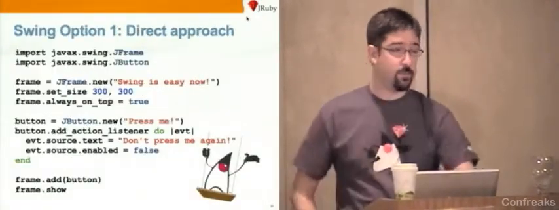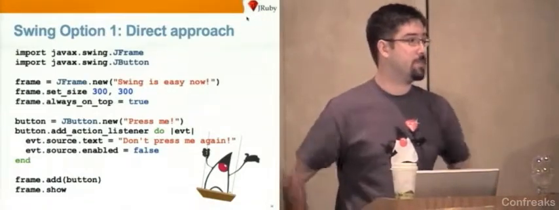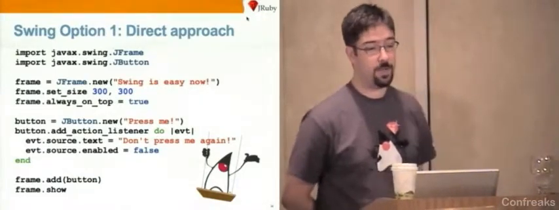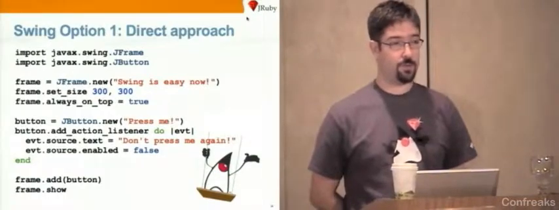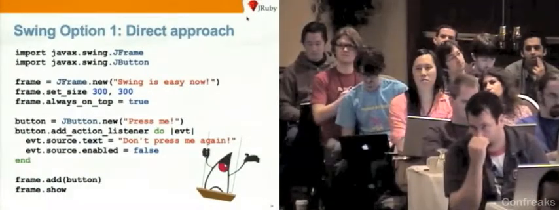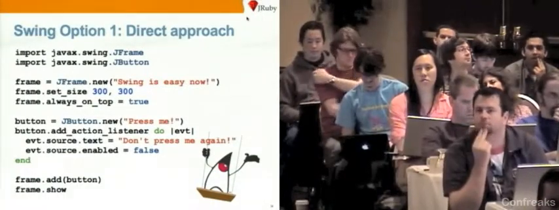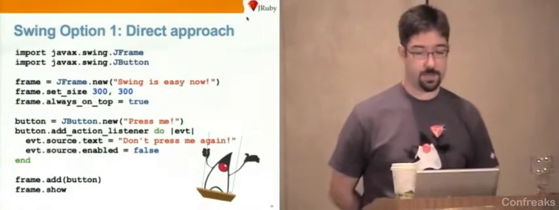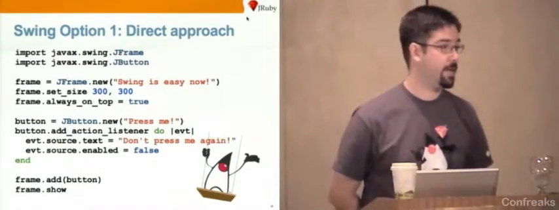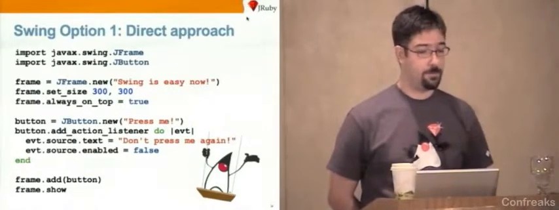And there's a couple different ways that you might do this, just to give you some examples of how you might wire in Swing, for example. There's the direct approach, where you just pull in the components directly, call the methods on them directly. We've got some shortcuts for adding action listeners and other event model handling. And then you show your frame.